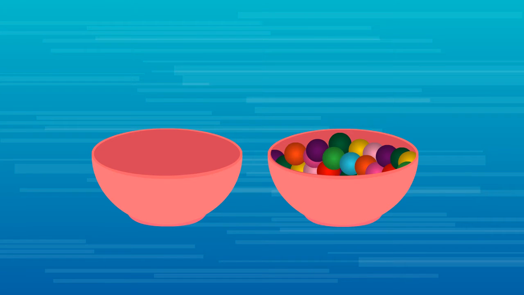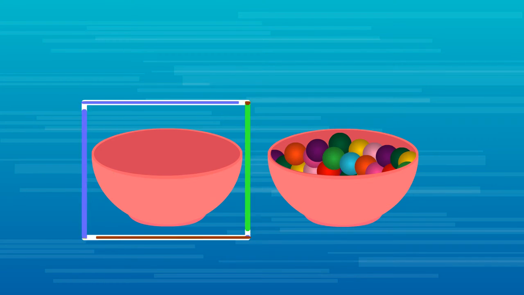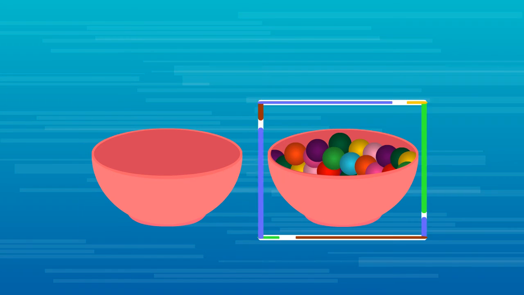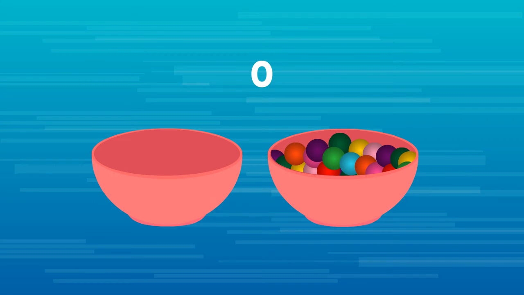These are 2 bowls. The first bowl does not contain any marbles, which means this bowl has 0 marbles. The other bowl has 18 marbles. On addition, we get 0 marbles plus 18 marbles is equal to 18 marbles in all. This means when a number is added to 0, we get the number itself.